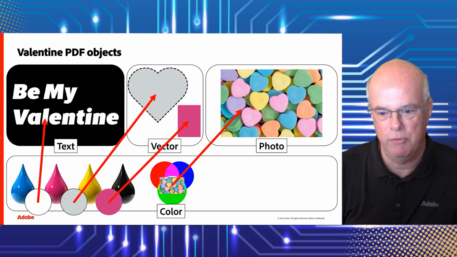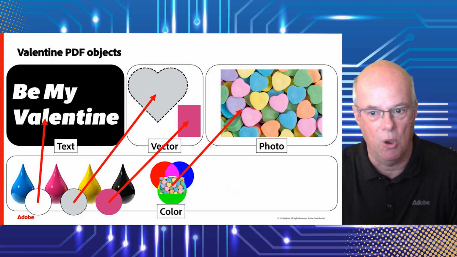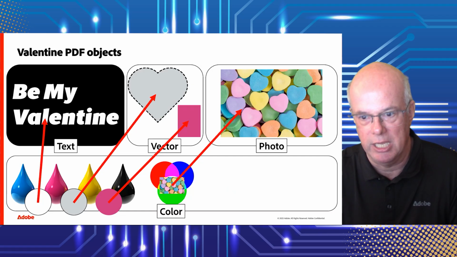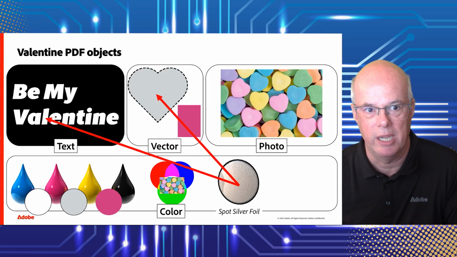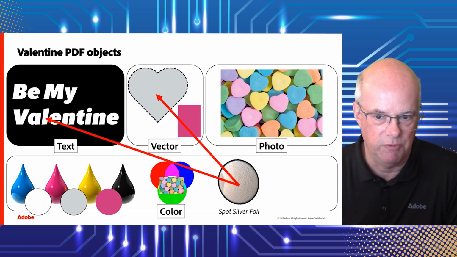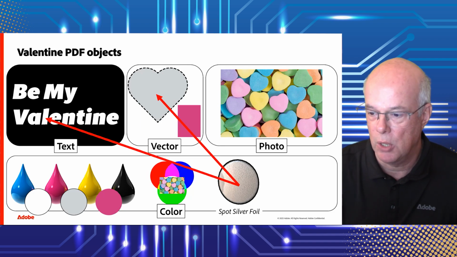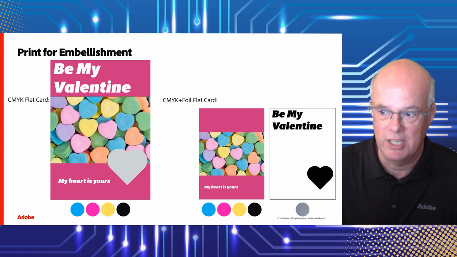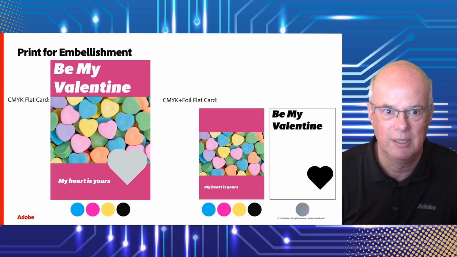Well, what this allows us to do very efficiently within the PDF is to change the assignment of colors and properties to these different objects. We can easily associate the idea that we're going to do a silver foil with one or more aspects of this design, the text of the Be My Valentine and the heart, so that when it comes to generating this output, we have the right information in the right place.